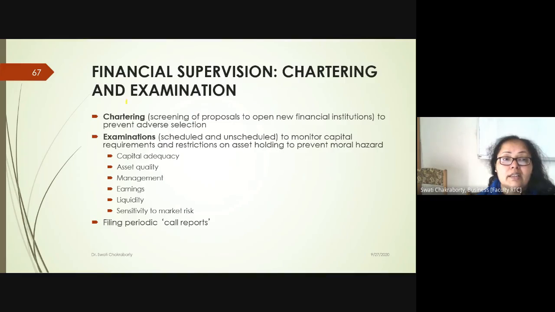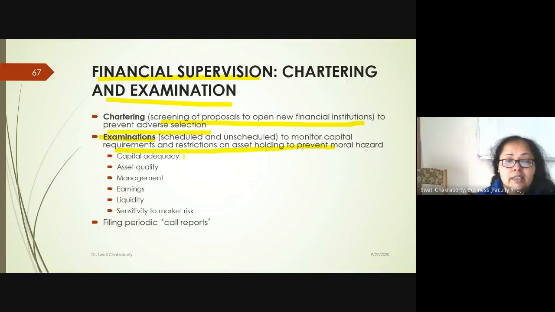Next comes financial supervision, where you have chartering and examination. Chartering means screening all the proposals to open new financial institutions, right? To prevent adverse selection. So just have a proper screening to see whether it can be allowed or not. Examinations can be scheduled or unscheduled, to monitor the capital requirements and restrictions on asset holding to prevent moral hazard, right? How it's been used.